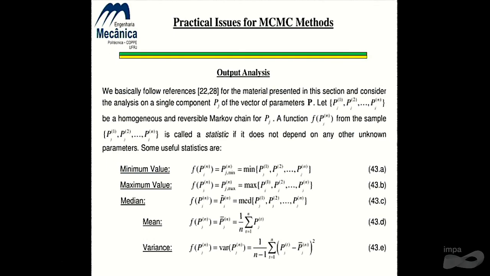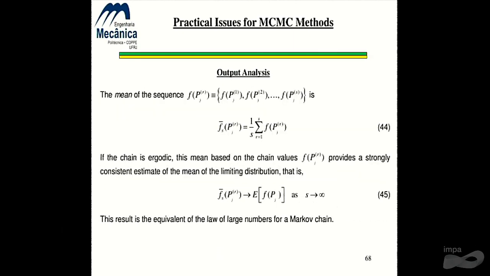This is something that you can only do after you have your Markov chain. So after you have the chain, you can compute any statistics that you want. You can compute the minimum value, the maximum value, the median, the mean, and the variance of your samples, the samples obtained with the Markov chain that should hopefully represent well your posterior distribution. And when the chain is ergodic, the mean based on the values of the Markov chain provides a consistent estimate for the expected value of the posterior, which is like the law of large numbers.